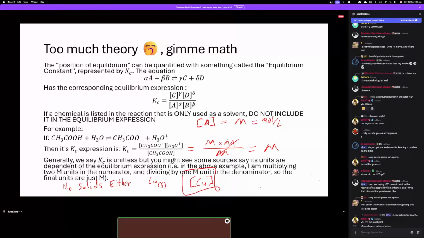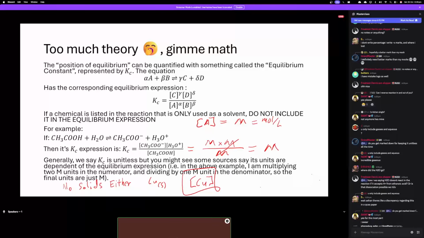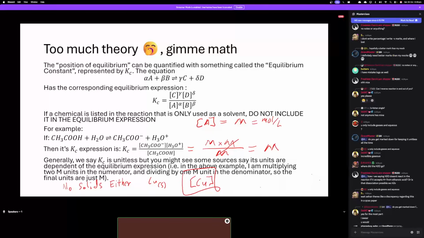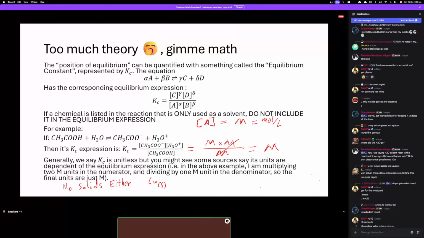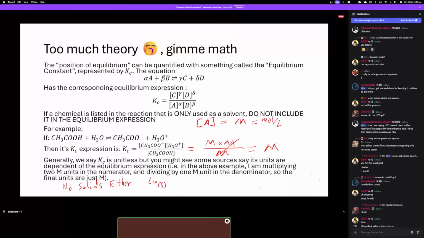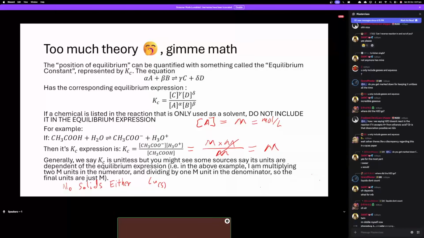H doesn't react. Is it H plus, or is that dissociation possible without H2O? That's a good question. In this case, isn't there a description regarding this in the QCAA paper? I'm not 100% sure what you mean. You're going to have to show me the example. But back to the other one.